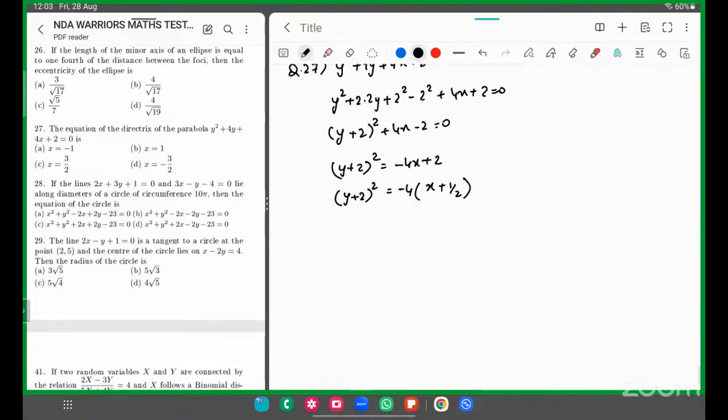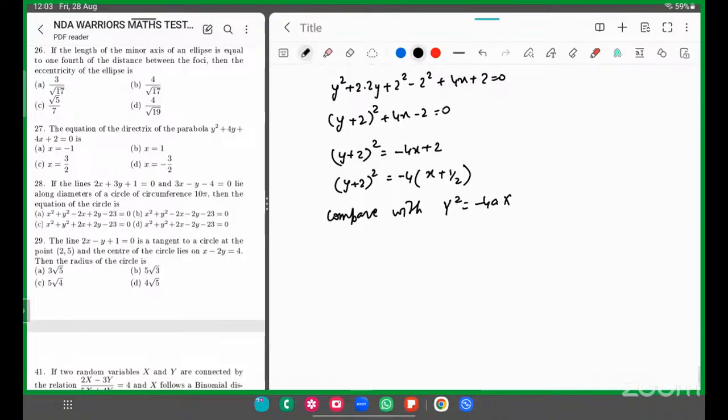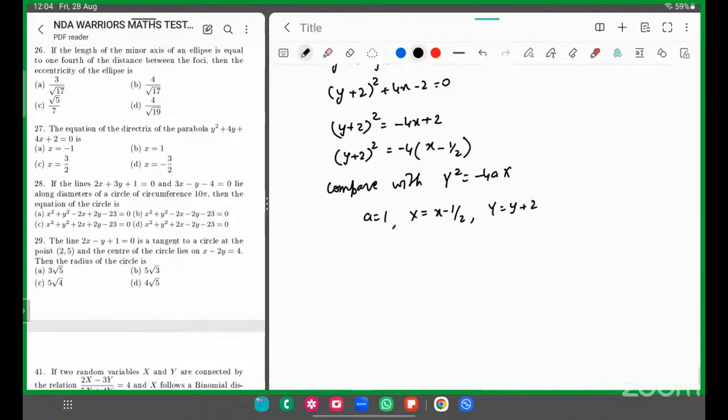So, comparing it with y square equal to minus 4x, a equal to 1, capital X is equal to, since I have taken minus common, x minus 1 by 2, and capital Y equal to y plus 2. Okay.